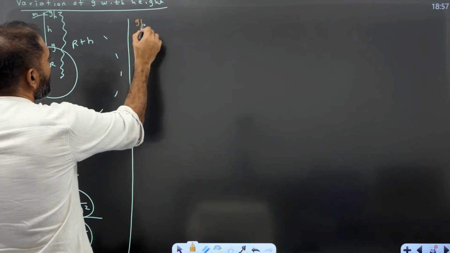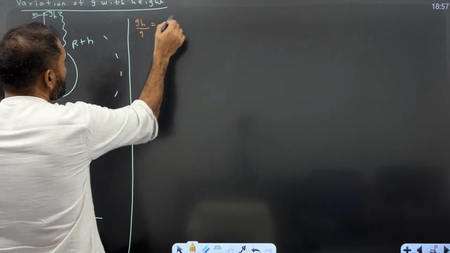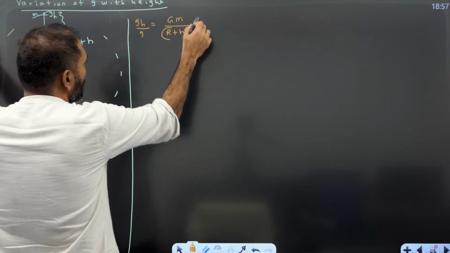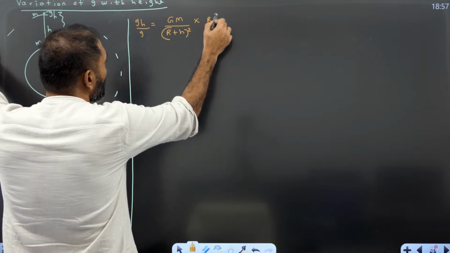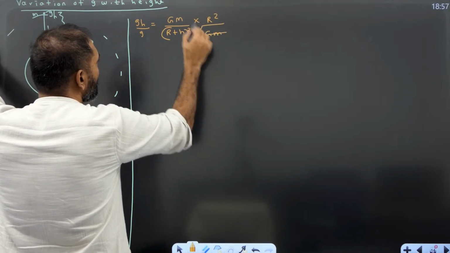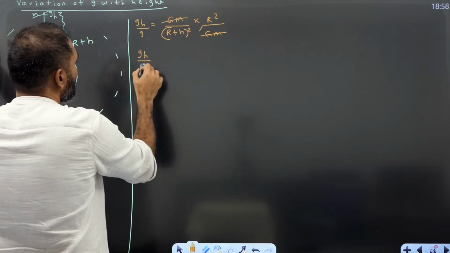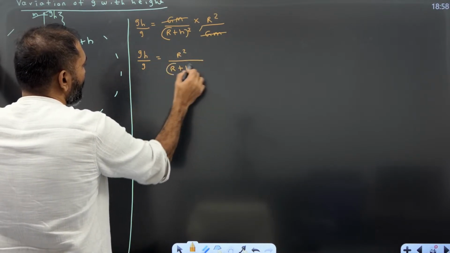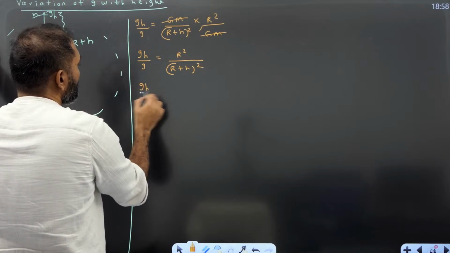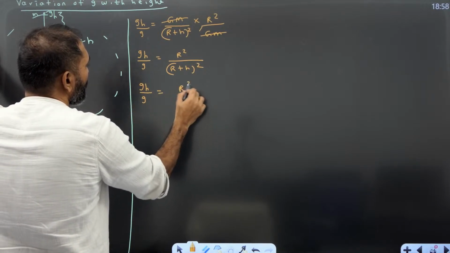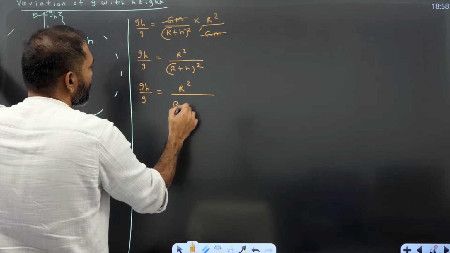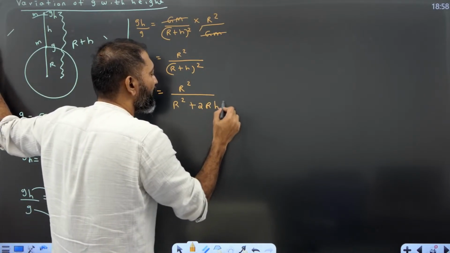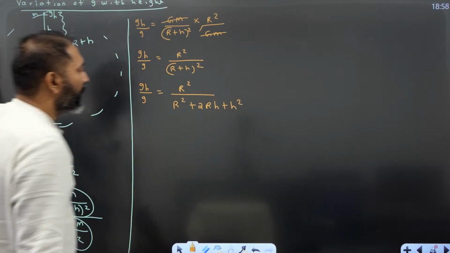gh by g is equal to GM by (R plus h) the whole square into R square by GM. So GM gets cancelled. gh by g is equal to R square by (R plus h) the whole square. So gh by g is equal to R square by, when you expand this, R square plus 2Rh plus h square. Now see the next step.